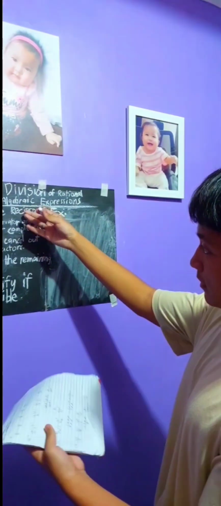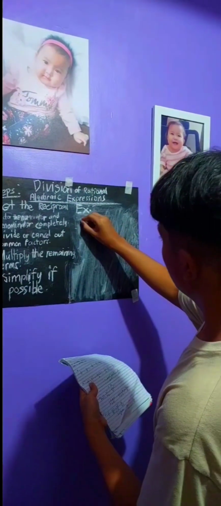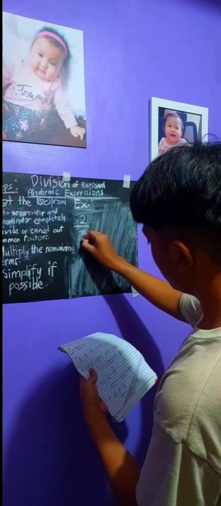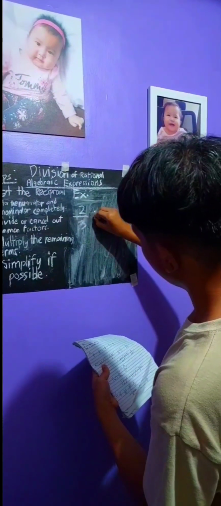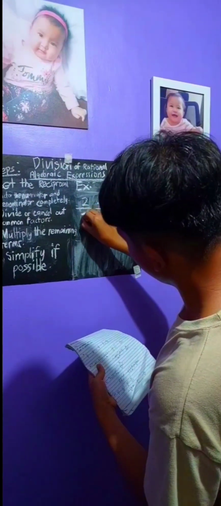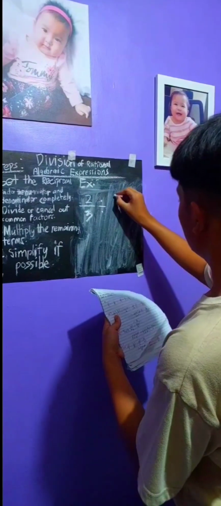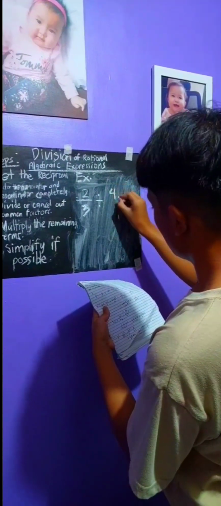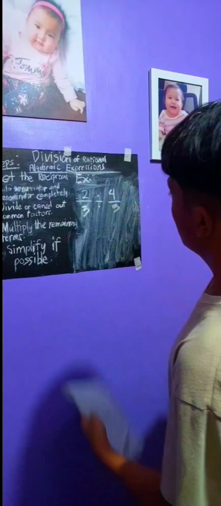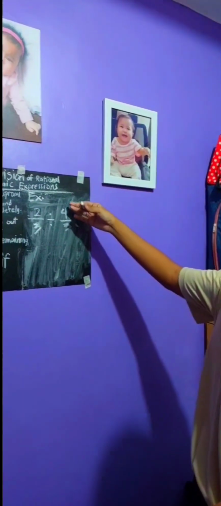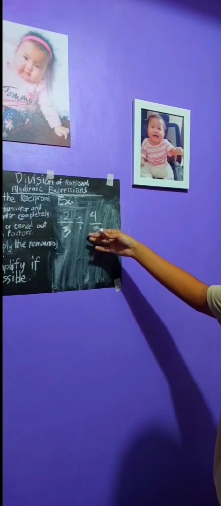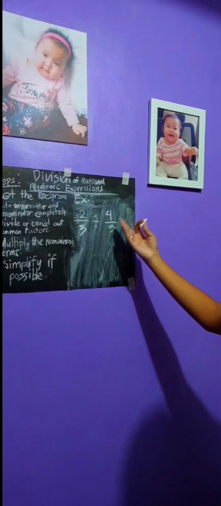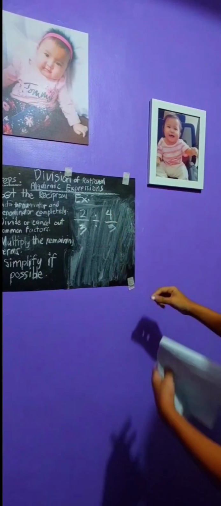Yung reciprocal, halimbawa, 2/3 divided by 4/3. Mangyayari dito, papalitan lang po natin. Yung 4 pupunta sa baba at yung 3 pupunta sa taas.